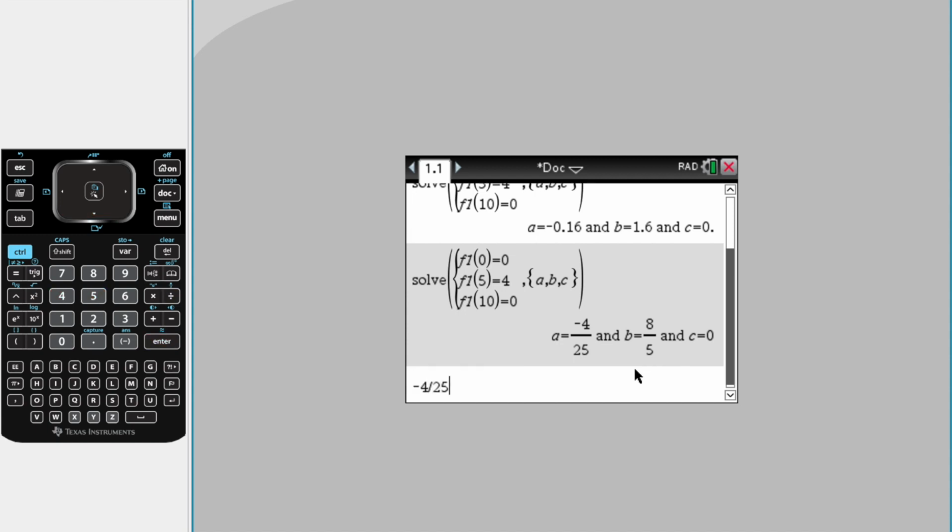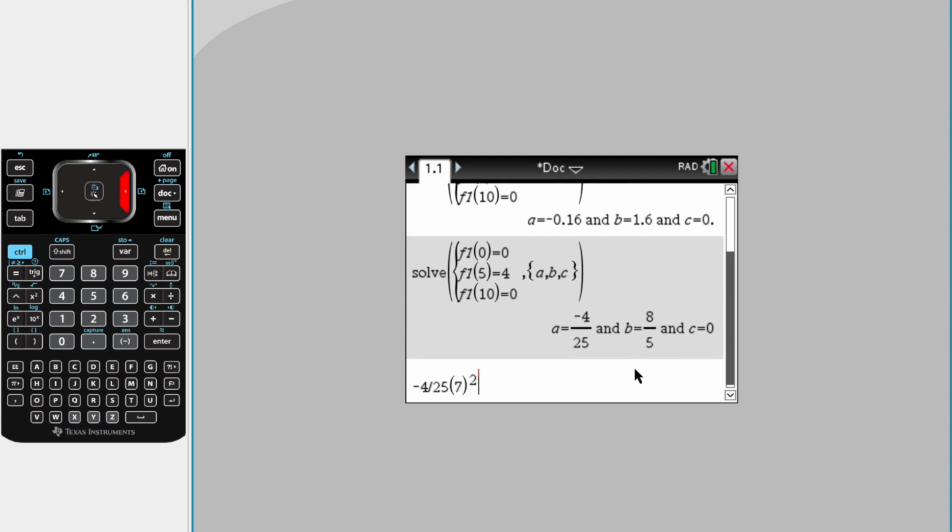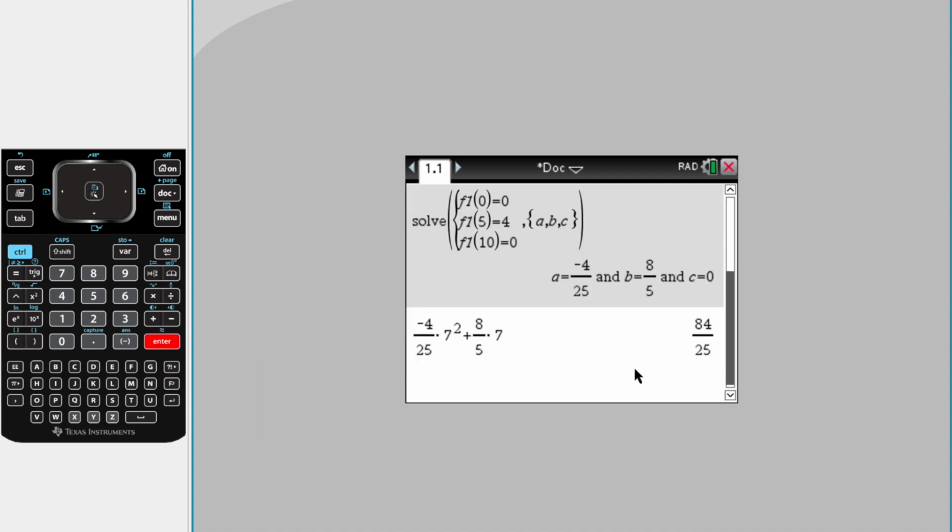So we're going to negate the answer. 4 on 25 times 7 squared. Whoops, that's a 6. Plus 8 on 5 times 7. Now we want to make sure that when we've pressed enter, the fractions have worked out, because I was a little bit lazy and I didn't use brackets. Sometimes it might multiply by the denominator instead of the numerator. So if that happens, you might need to type it again using brackets or using the proper fraction, which is control and then the divided by sign.